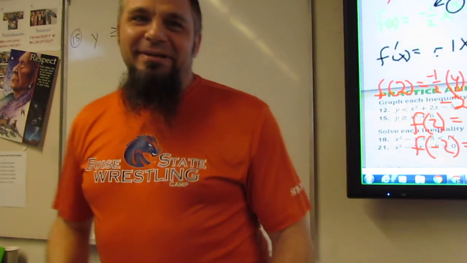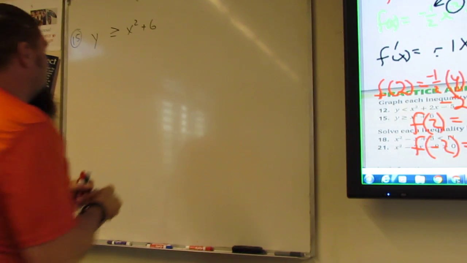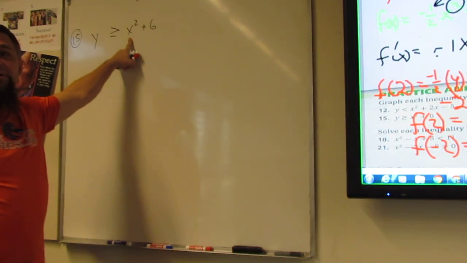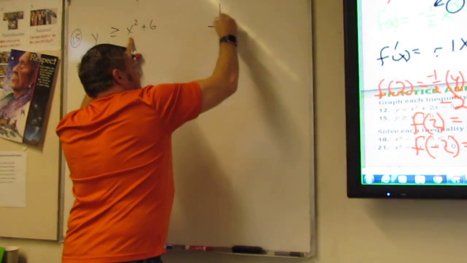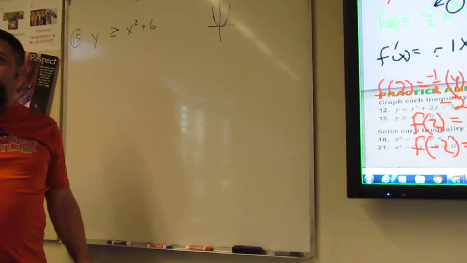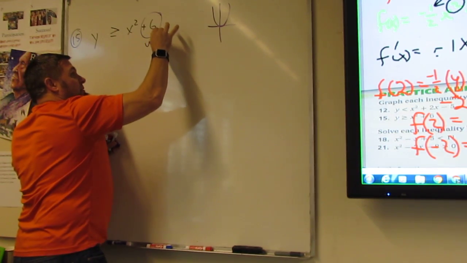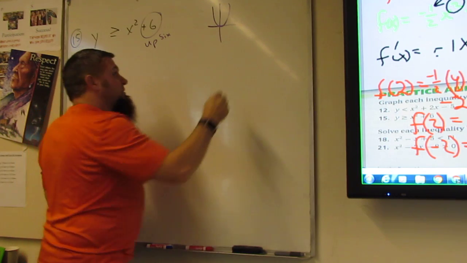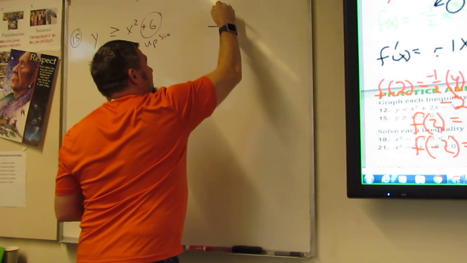All right, so we're going to do 15 really quick. We should know this. What is this? Its parent function is a quadratic, right? So it looks like this. And it shifts where? Yeah, up 6. So it's just going to go 1, 2, 3, 4, 5, 6, and then go up.